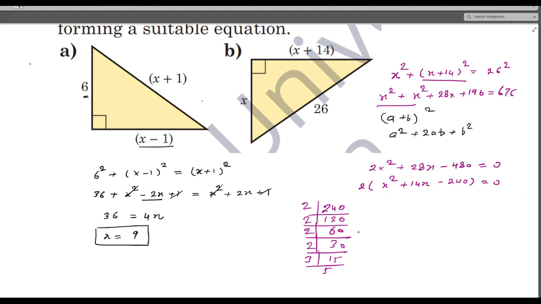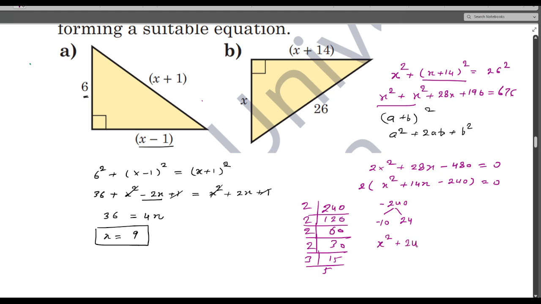So yes, I got the factors of minus 240. Factors of minus 240, I will take minus 10 and plus 24. So plus 24 and minus 10. Now this 240, when it moves to the right side, it becomes 0. So I have x square plus 24x minus 10x minus 240 is 0. Now here I will take x common, so it is x plus 24, and here I will take minus 10 common, it is x plus 24 is equal to 0.